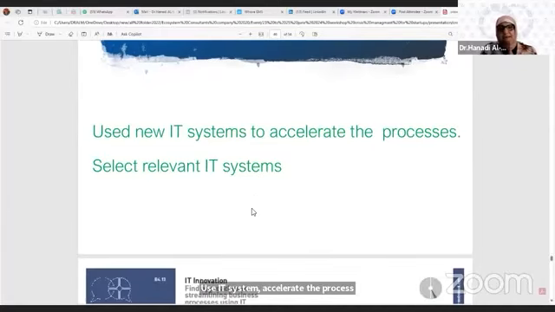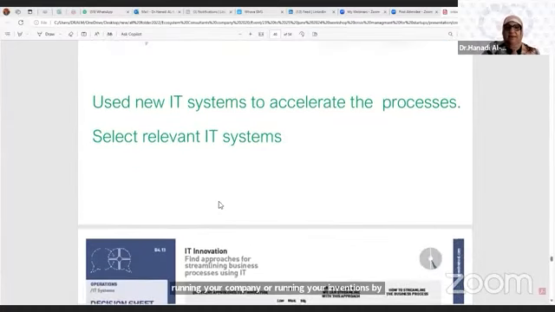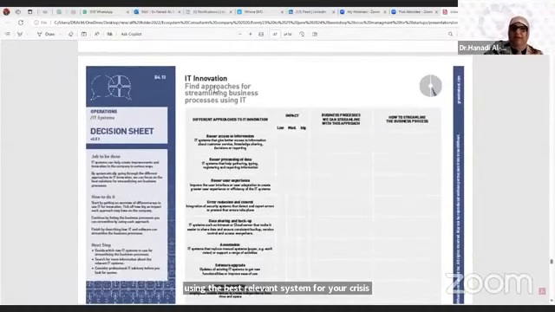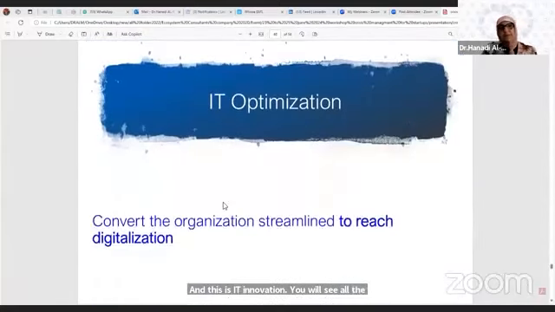Then you choose your best way of running your company or running your inventions by using the best relevant system for your crisis. And this is IT innovation. You list all the innovative tools to be used for your crisis.